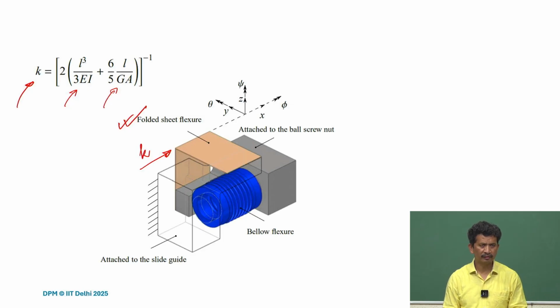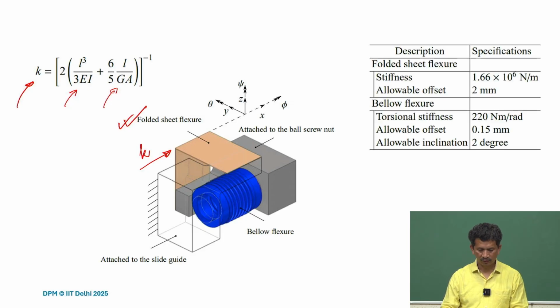So L is the length of the individual sheet flexures, and E is the Young's modulus, I is the area moment, G is the rigidity modulus, and A is the area of cross section of the sheet. So we can put it and we can calculate. So we selected the dimensions based on what is comfortable to work with, and then we try to calculate the stiffnesses and what is the offset in this case for folded sheet flexures.